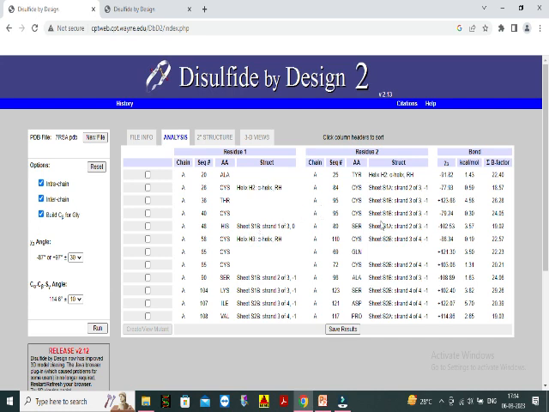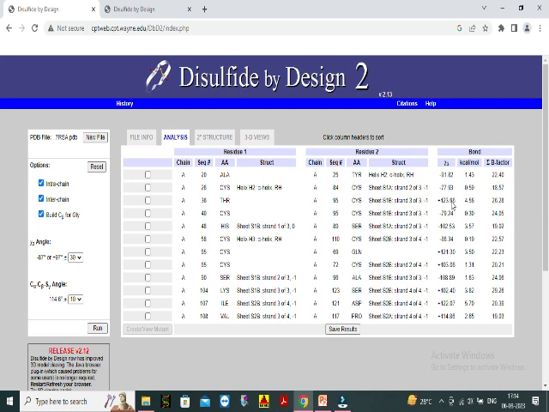Same in residue 2, the tyrosine is present in the same chain at position 25, and it forms an alpha helix. Cysteine is present at the 84th position of the amino acid in the same chain A, and it forms a sheet, a sheet strand.